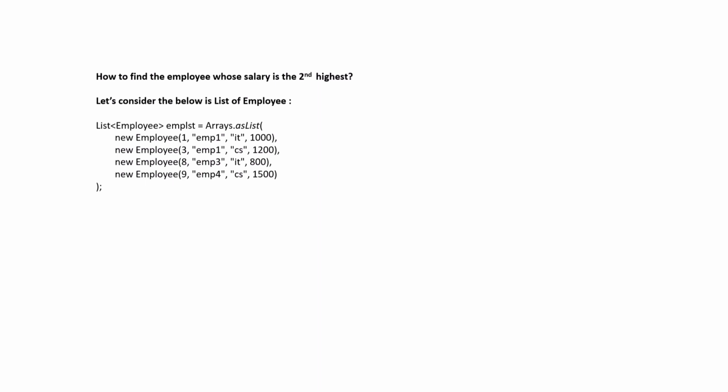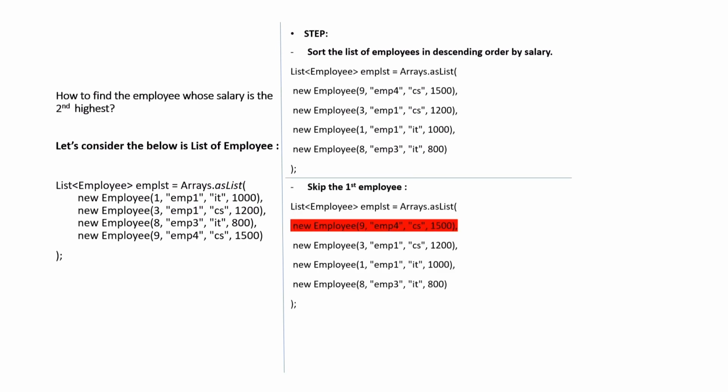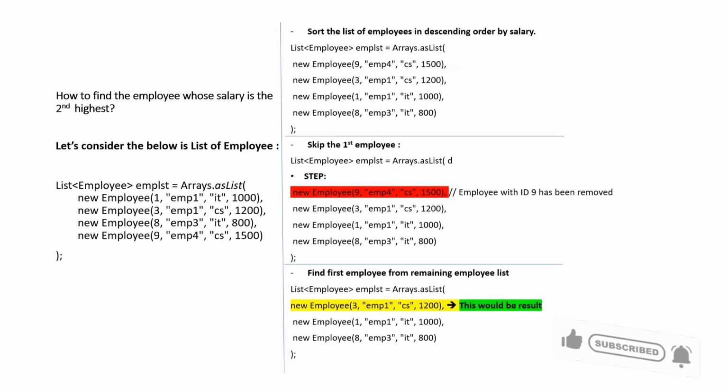Here again, the same way, we need to get the employee descending list by salary only as the first step. In the second step, since the question asks for the second highest salary, we can remove the first highest salary employee, that is employee ID 9, who has the highest salary, 15,000. From the remaining list we can find the first employee with the help of the findFirst intermediate operation. In the answer we expect employee ID 3 to be the result.